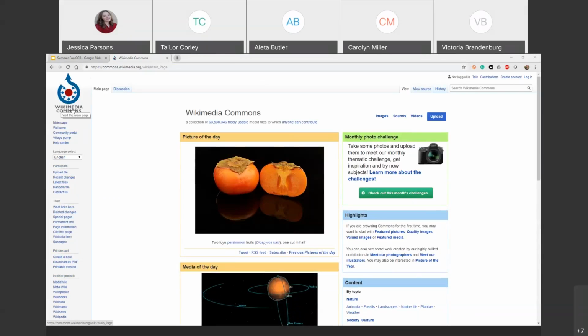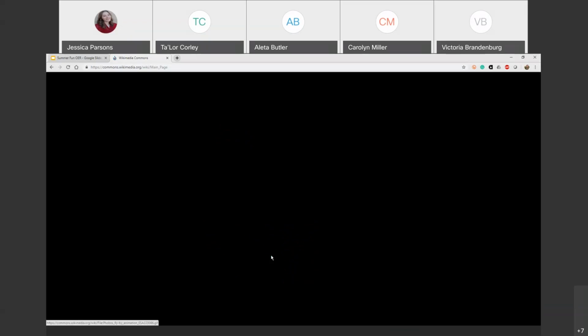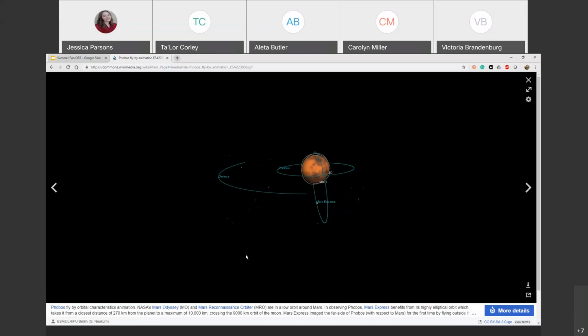That's where people come together and collaborate on a work that is then available to everyone else on the internet. For example, this is actually a fantastic image: an animation of Mars Express's flyby of Phobos. I know I pronounced that wrong. If we click on this media, let's say we wanted to use this for our students in an astronomy class, and this is a great depiction of what I want to talk to them about. If we come down to the bottom, underneath this description, we can see the license.